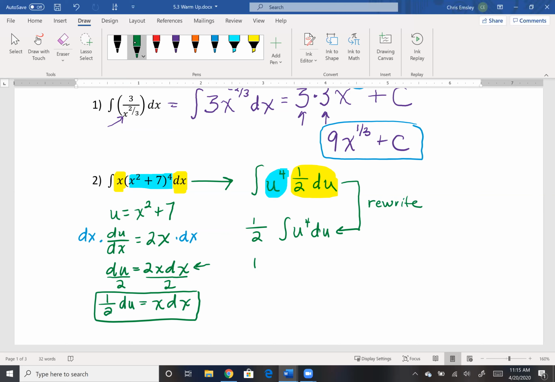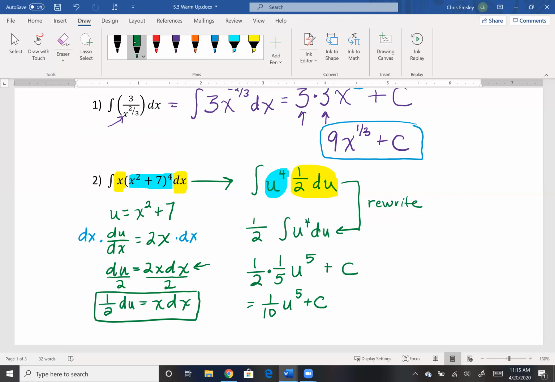So we're ready to actually change the exponent. Don't forget u to the 5th, because we add 1 to the exponent and then we multiply by the reciprocal of that exponent. And then we always have our plus c at the end. We can combine these two factors in front. So that's equivalent to 1/10 u to the 5th plus c.